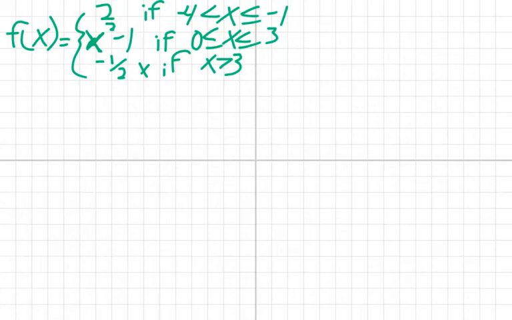Alright, so let's do our table. And for our table, for the first function, f of x equals 2, that's just like y equals 2. So it's always going to be up 2, but only for this domain, -4 and -1. So this table is pretty easy.